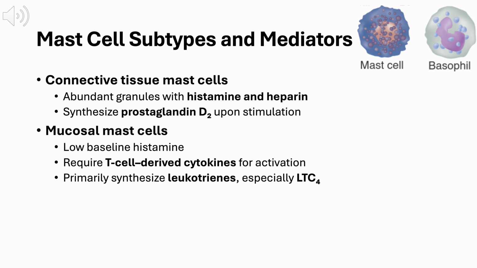They contain less histamine at baseline and depend more heavily on cytokines derived from T cells for activation. Their major newly synthesized mediators are leukotrienes, particularly leukotriene C4. These differences illustrate how the local tissue environment shapes mast cell function and determines which inflammatory mediators are released.